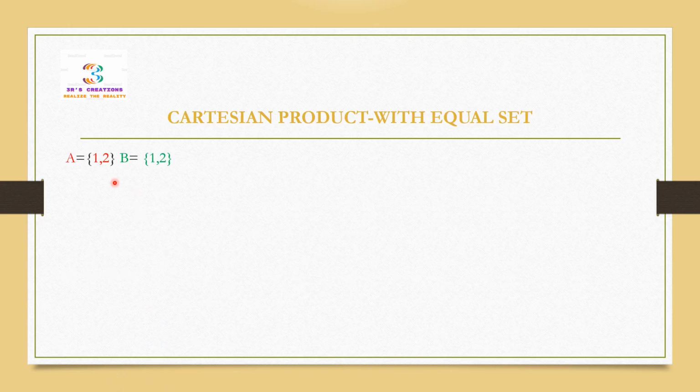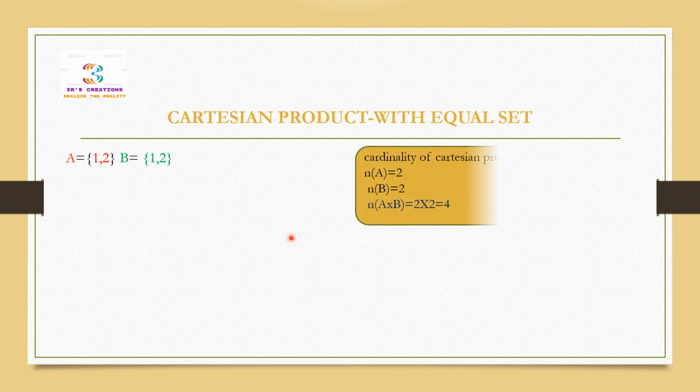Cartesian product with equal sets. Let's consider these two sets. A and B have exactly the same number of elements, so the sets are equal. So the cardinality of the Cartesian product of A and B: n of A is 2 and n of B is 2, so n of A cross B is 2 into 2, that is 4. So there are totally 4 possible outcomes in this Cartesian product of A and B.